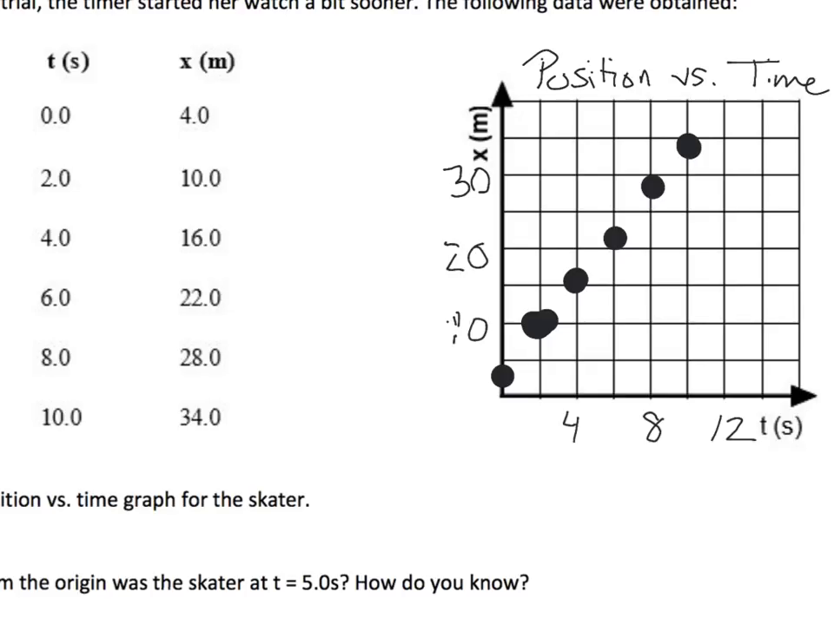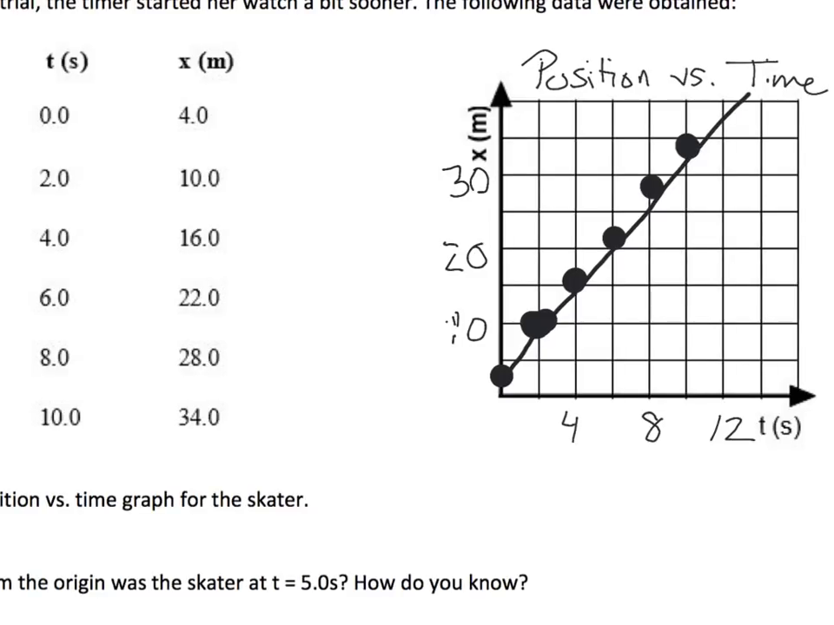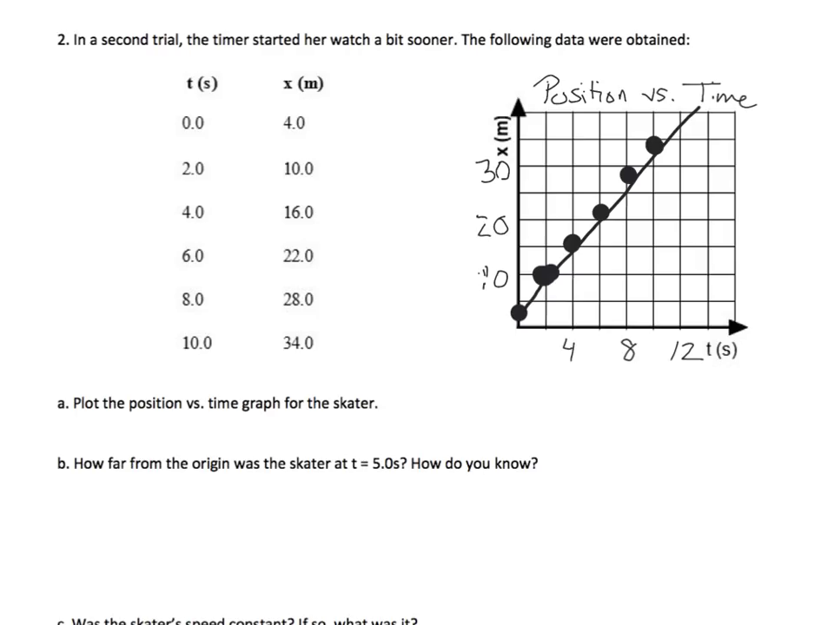And now let's try a best fit line, which you see how hard it is for me to just write numbers here. So you're forgiving the fact that that's not that pretty. But we zoom back out and we have a line that you can almost see looks decent. Plotted it, so A is done and good to go. How far from the origin was the skater at t equal to 5?